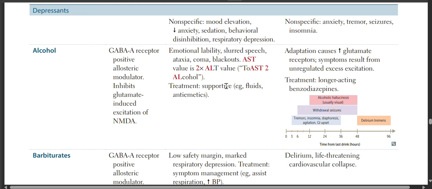But here is what the USMLE wants you to know: whenever you do lab studies on someone who has been consuming alcohol for a long period of time, you'll see that the AST is more than 2 times the ALT value. This is important to know because sometimes they won't give you very specific signs of alcoholism, and instead they might only give you the hepatic values.